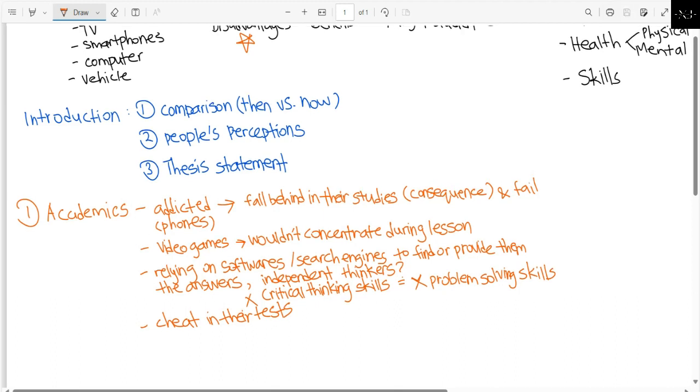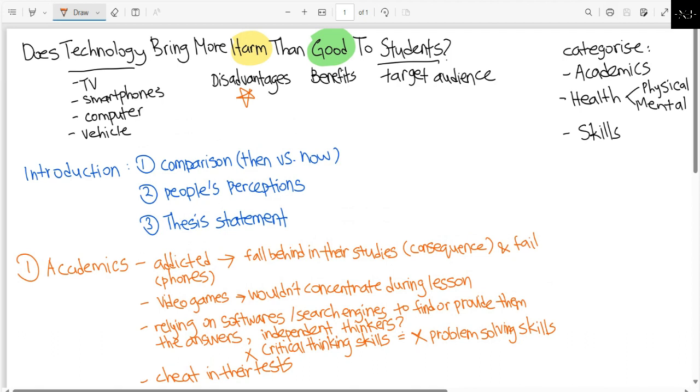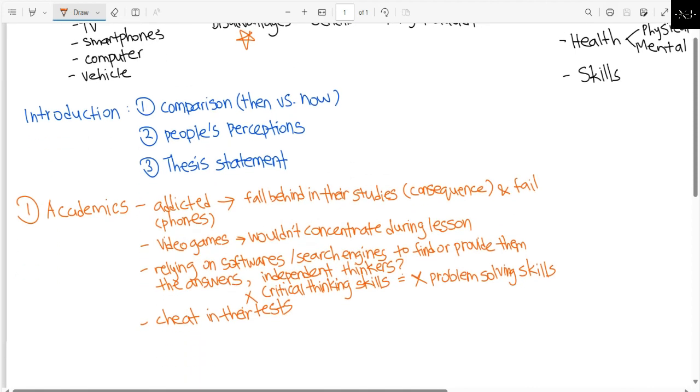Okay, so we are done with the academics point. It's not necessary for you to include this many points when you're writing your essay, but if you feel that you want to, you can go ahead, no problem, but make sure there is some sort of smooth flow, as we will call it, when you are writing your essay.